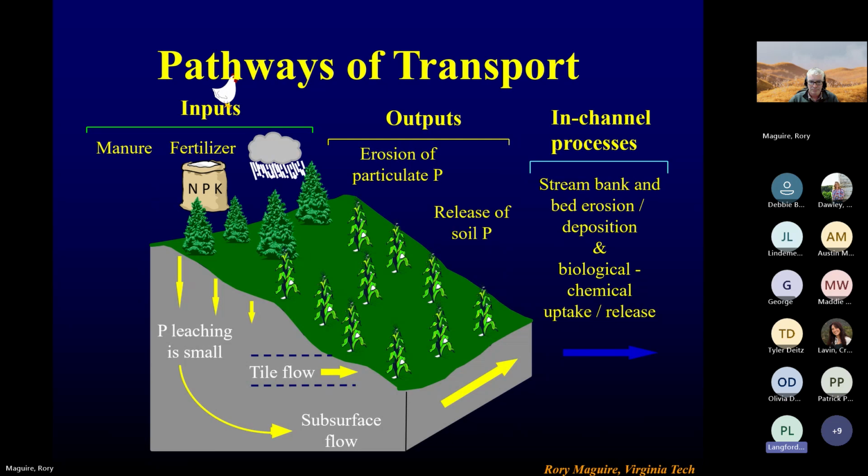Okay, so we're going to be talking about the pathways of transport for phosphorus. So on the surface, we have runoff, erosion, specifically stream bank and bed erosion or deposition. And that's going to be your particulate phosphorus and soluble phosphorus. We also have subsurface transport, which is leaching to groundwater via cracks or tiles. And then we have biological pathways of transport, which is the uptake and release through different animals or plants and whatnot.